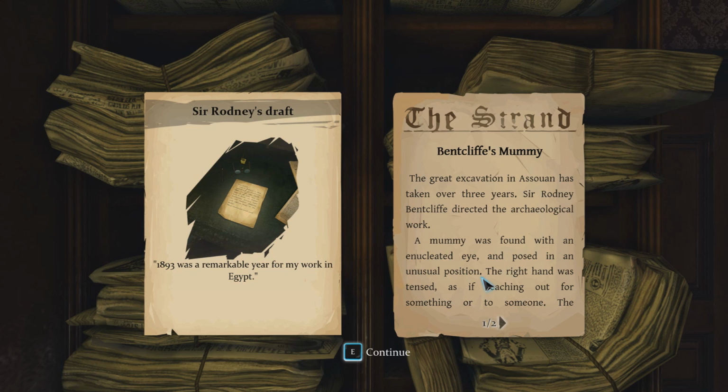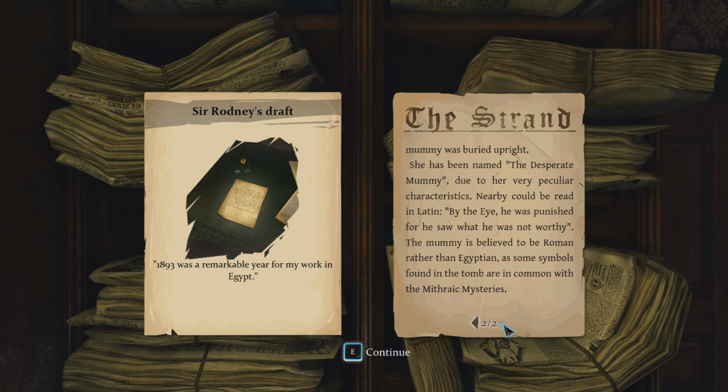The right hand was tense as if reaching out for something or to someone. The mummy was buried upright. She has been named the Desperate Mummy due to her very peculiar characteristics. Nearby could be read in Latin, by the eye he was punished, for he saw what he was not worthy. The mummy is believed to be Roman rather than Egyptian, as some symbols found in the tomb are in common with the Mithraic mysteries. Creepy.